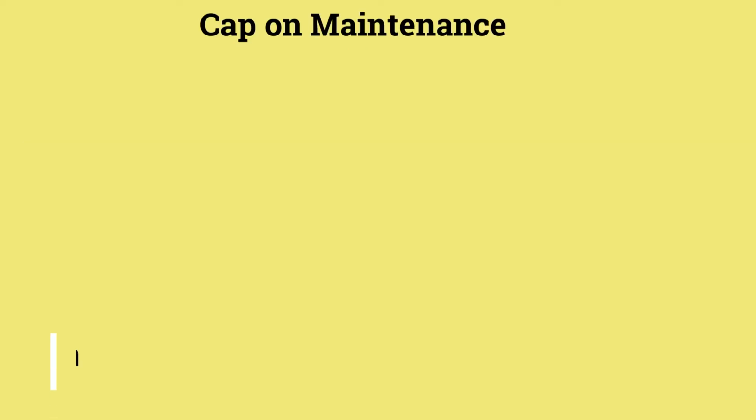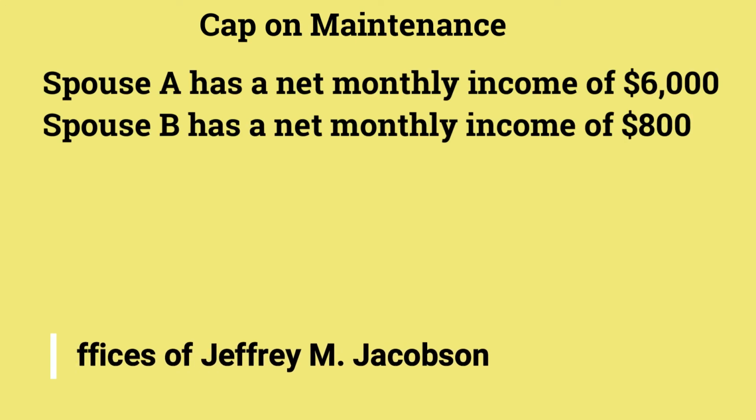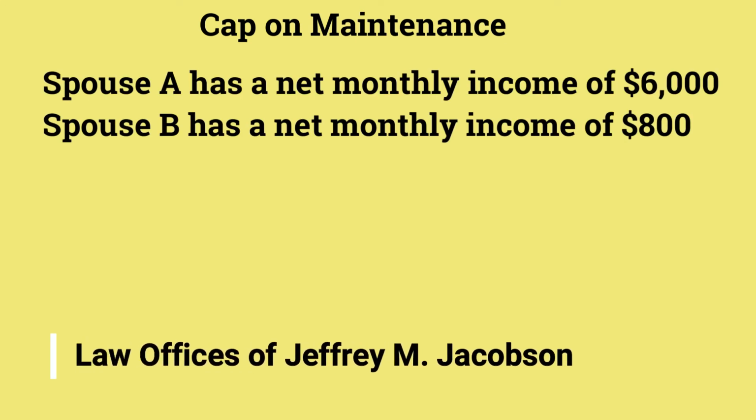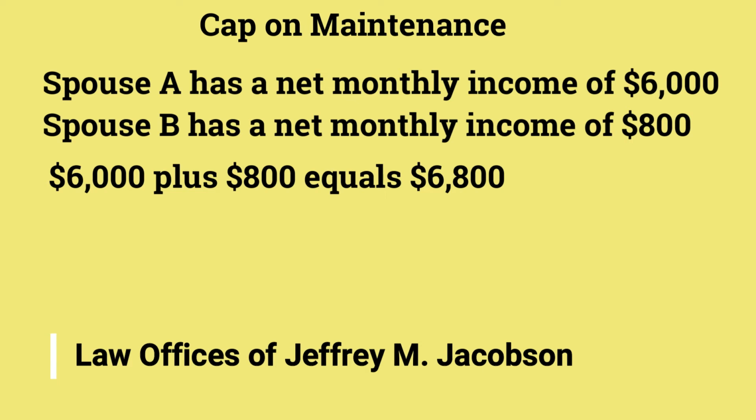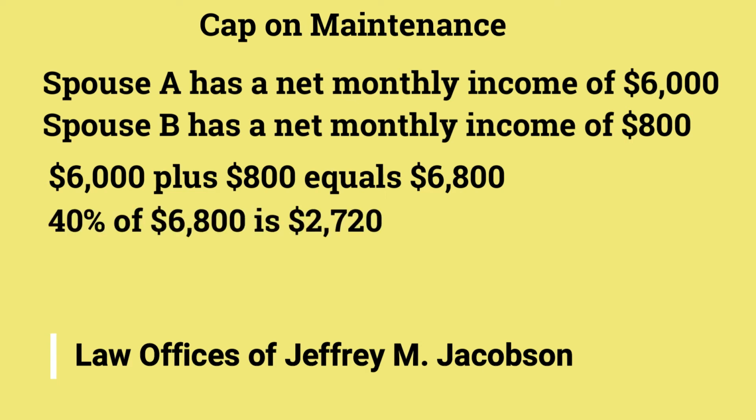So let's go through an example. Let's assume spouse A has a net monthly income of $6,000, and that's the person that's paying maintenance. Spouse B has a net monthly income of $800. 6,000 plus 800 equals $6,800. 40% of $6,800 is $2,720. So that's the cap, 40% of the total of the net income of both spouses.